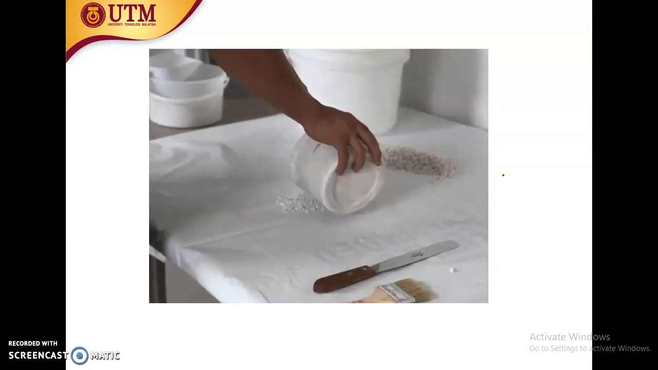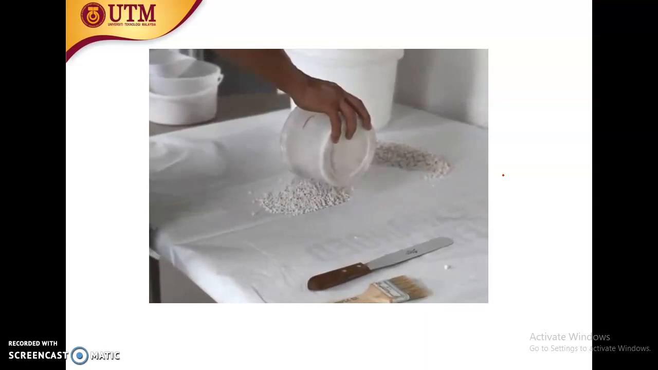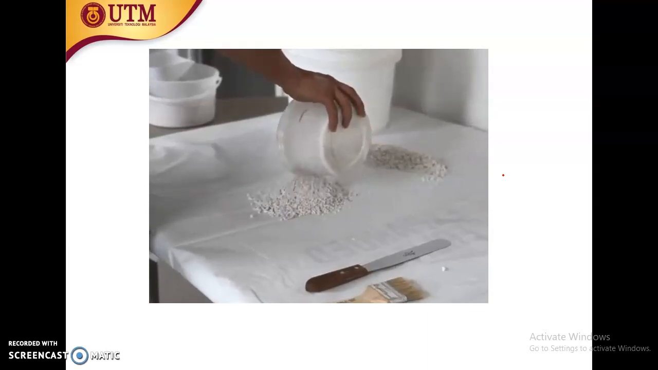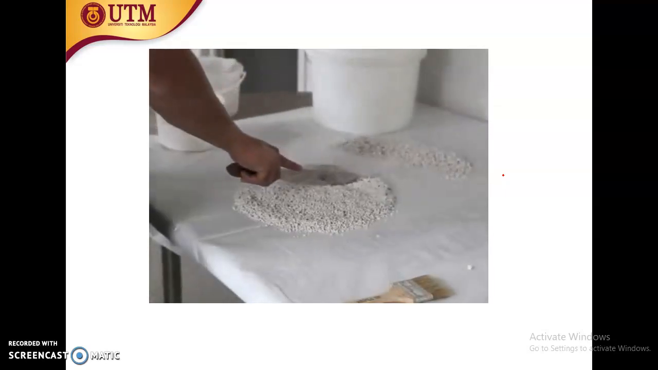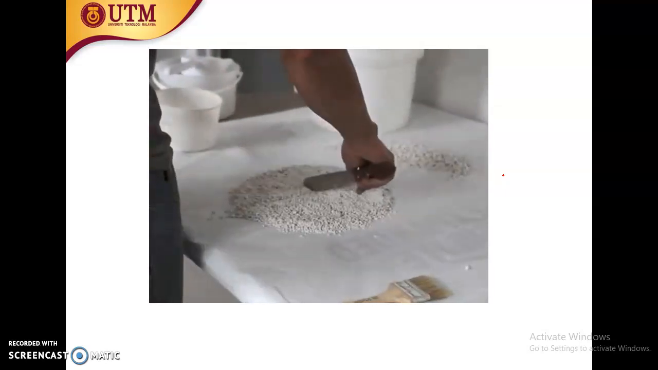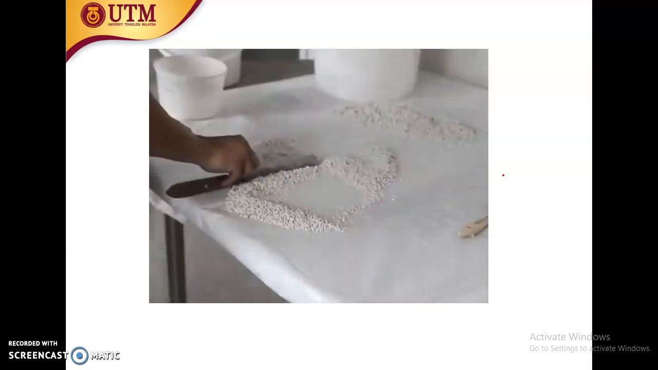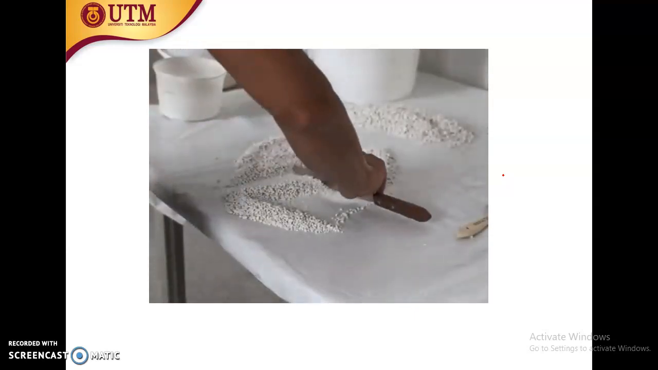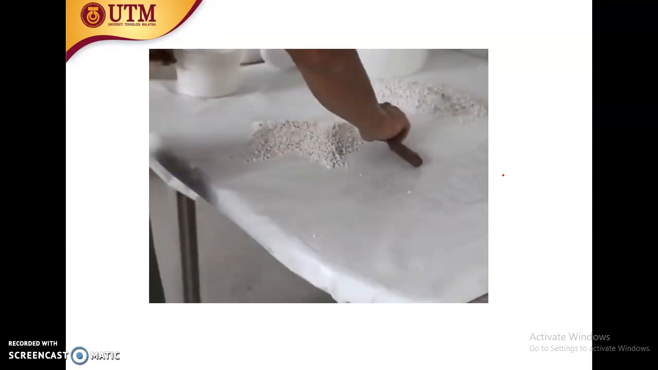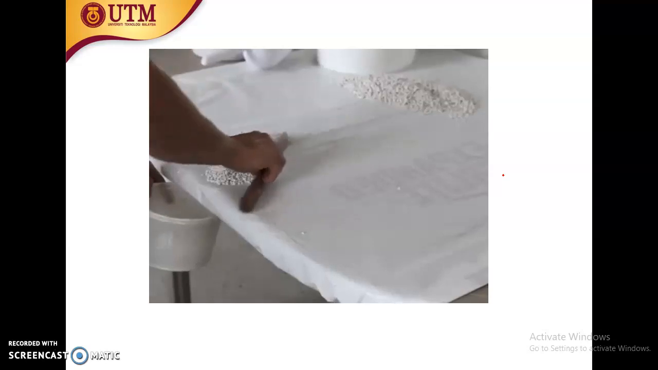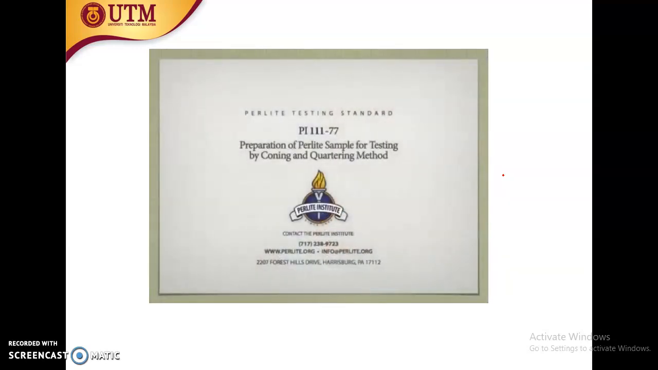Do that by taking alternate scoops or shovel loads from the 2 quarters saved, or combine remaining quarters into a bucket and make another conical pile. Continue this process of piling, flattening, and rejecting 2 quarters until the sample is reduced to the approximate required testing size. So now it's becoming smaller and smaller, okay?